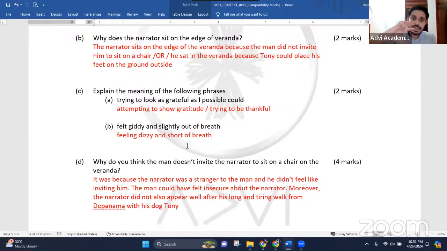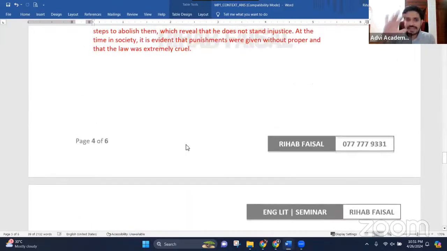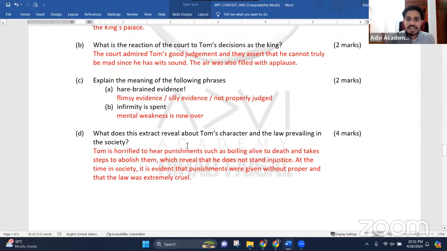Context again related to the novel: what is the theme being talked about, or what is the whole message being given, or what is really happening here, right? They're asking you to explain Tom's character, because Tom actually said no, he doesn't want to give bad punishment to innocent people. So what that shows is he's actually an honest and good guy. That kind of a question.